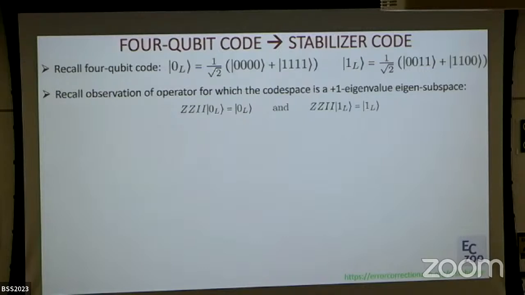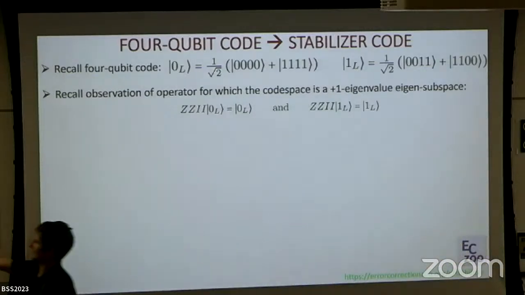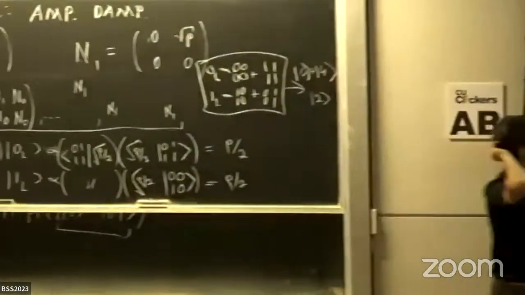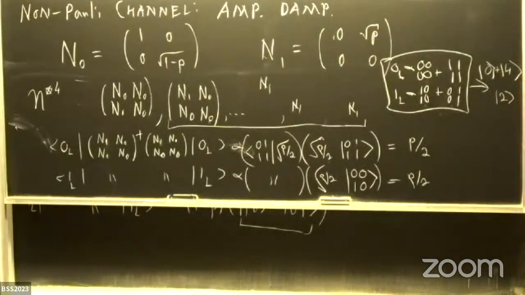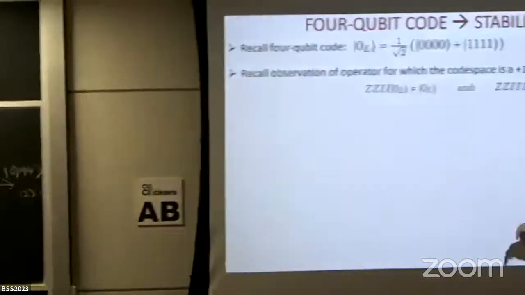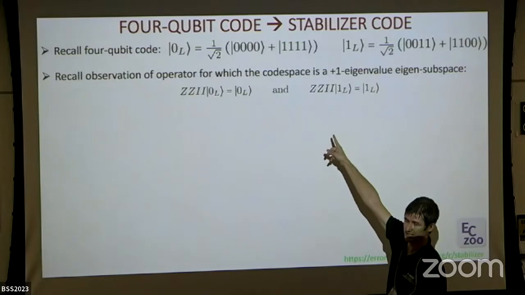I mentioned last lecture that there are certain operators that don't take you out of the code space, but they're also detectable errors because they don't do anything in the code space. Namely, there's this one. If you apply ZZII, then you get a +1 out. So namely, the code words in the entire code space are in fact the +1 eigenspace of this operator ZZII.